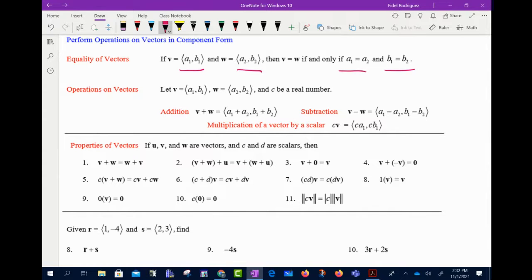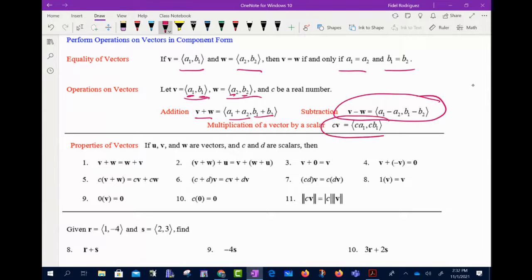Okay, and if we have the same vector A1, B1, and the other vector A2, B2, look how we add those vectors together. We just take the x components and add them, and we just take the y components and add them. And we do the same thing if we're going to subtract them.